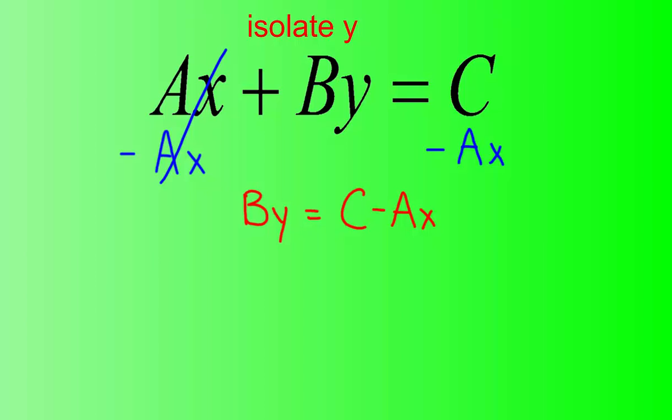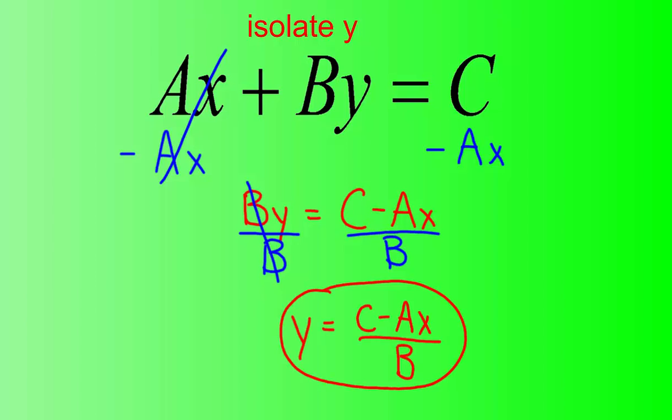Then I want to undo all multiplication and division. So in this case, I'm going to divide by b to get the y by itself. And I'm left that y is equal to c minus ax divided by b.